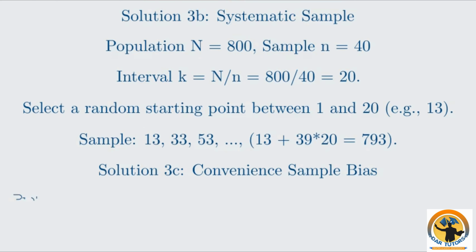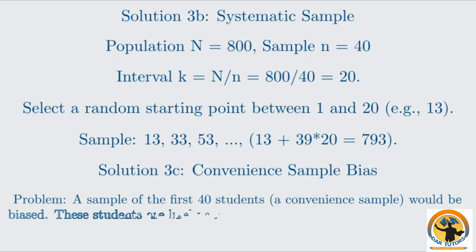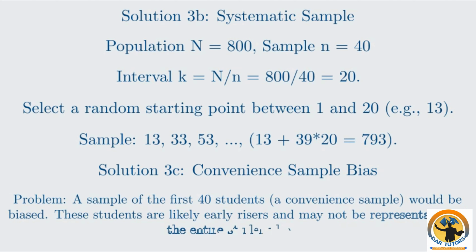Finally, Part C asks why a convenience sample of the first 40 students is biased. This is a classic coverage error. The first students to arrive might be early risers, come by public transport, or be involved in morning clubs. They are unlikely to be representative of the entire student body in terms of study habits, favorite subjects, or socioeconomic background. Practice question 4 focuses on survey design and error.